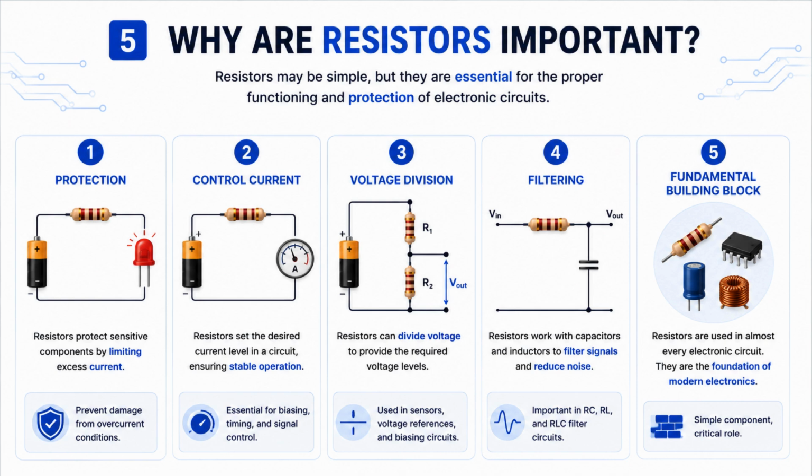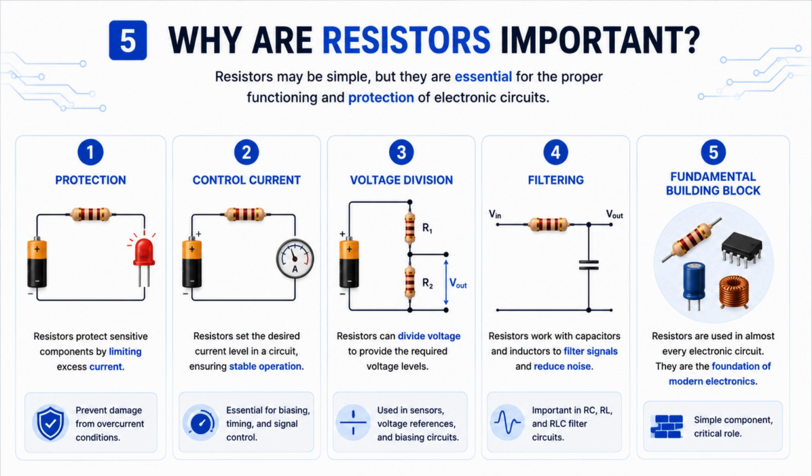Although resistors may appear to be simple components, they are absolutely essential for the operation of modern electronics. Without them, many of the devices we rely on every day simply would not function properly. One of the most important roles of a resistor is protecting electronic components. Many devices, such as LEDs, microcontrollers, and sensors, are designed to operate within specific current limits. Without resistors, excessive current could damage these sensitive components and even cause complete system failure. Resistors are also responsible for controlling current flow. By selecting the appropriate resistance value, engineers can determine exactly how much current is allowed to pass through a circuit. This ability is fundamental in designing safe and efficient electronic systems.